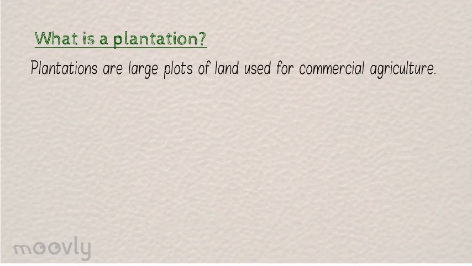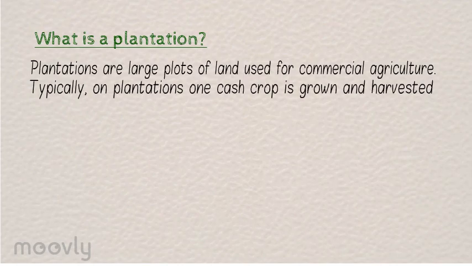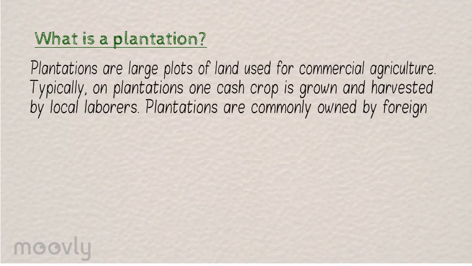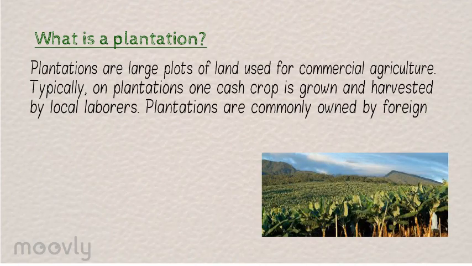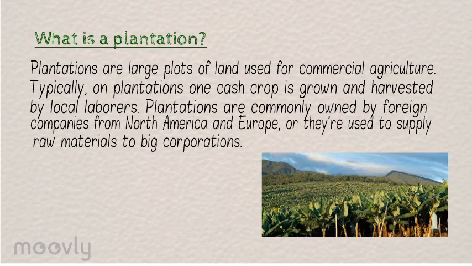What is a plantation? Plantations are large plots of land used for commercial agriculture. Typically, on plantations, one cash crop is grown and harvested by local laborers. Plantations are commonly owned by foreign companies from North America and Europe, or they're used to supply raw materials to big corporations.